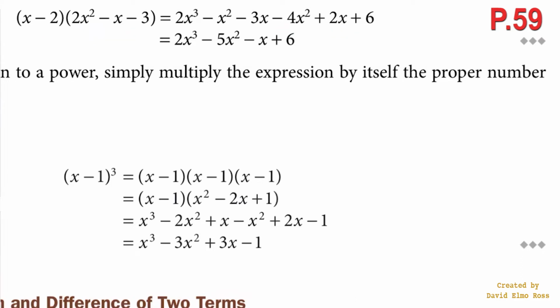After we've done this, all we have to do is collect like terms. Well, 2x cubed is by itself. We have minus x squared minus 4x squared, so that's minus 5x squared. Let's look at the x's. That's minus 3x plus 2x, that's minus x, finally plus 6, and that is our problem solved.